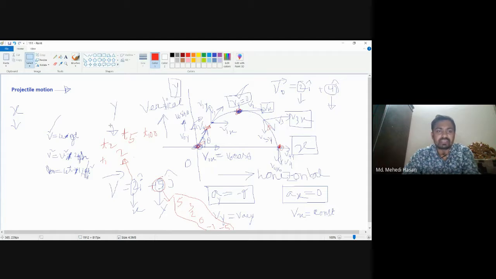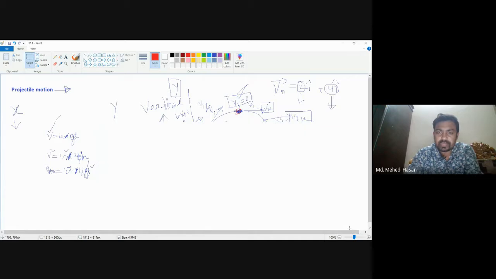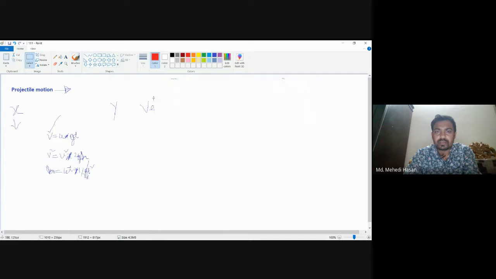So this will be from the first equation. If we go to the first equation, we can see that in the first equation, V is given: V equal to U plus AT. We know the equations, so let's write them on this side. So the first equation is V equal to U plus AT.